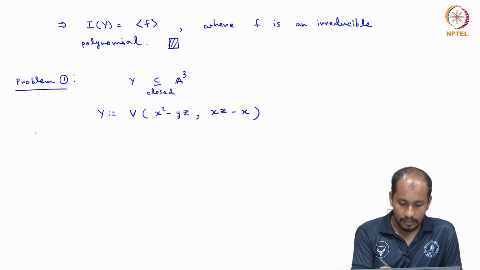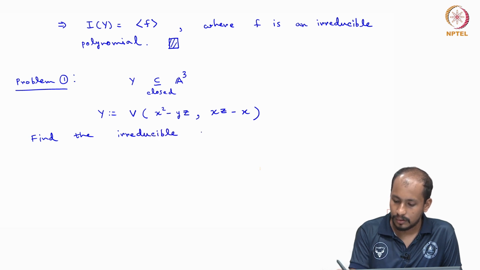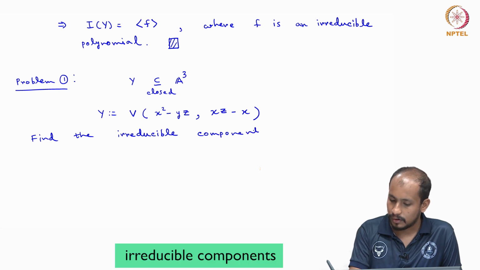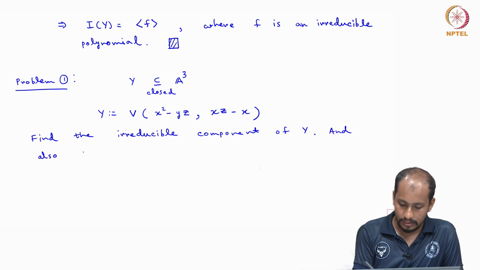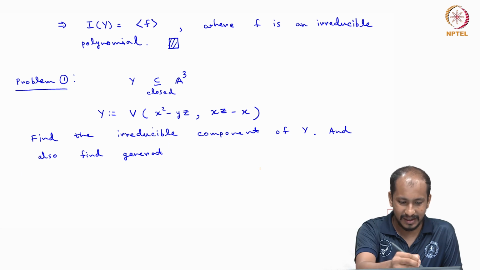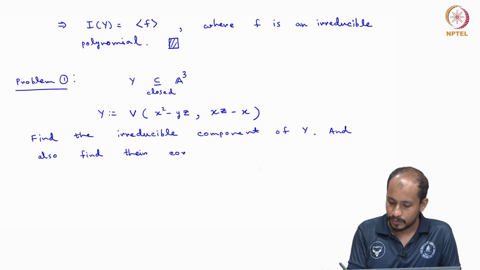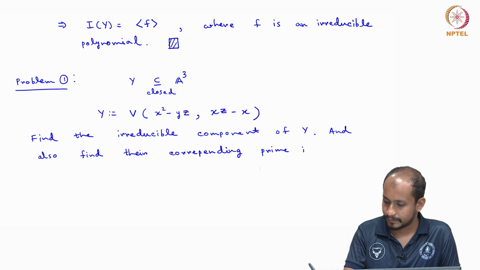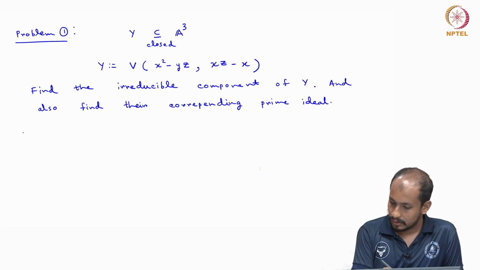So we have to find the irreducible components of Y, and also find the generators, or find their corresponding prime ideals. So how do we deal with this problem? So, solution.